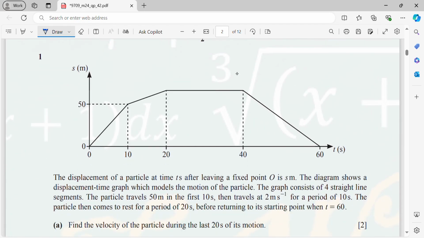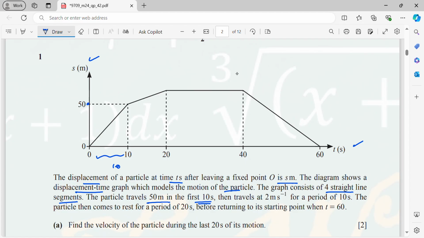Question number 1, the displacement of a particle at time t seconds after leaving a fixed point O is s meters. So here is s meters against t seconds. The diagram shows a displacement time graph which models the motion of the particle. The graph consists of four straight line segments. The particle travels 50 meters in the first 10 seconds. So from here, we know that this is 50 meters in the first 10 seconds.